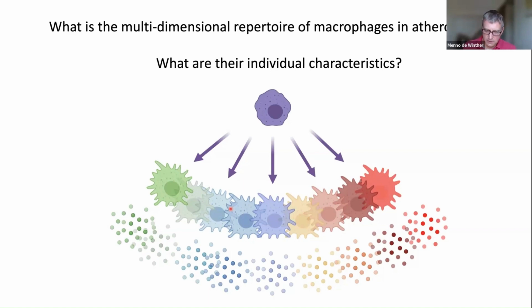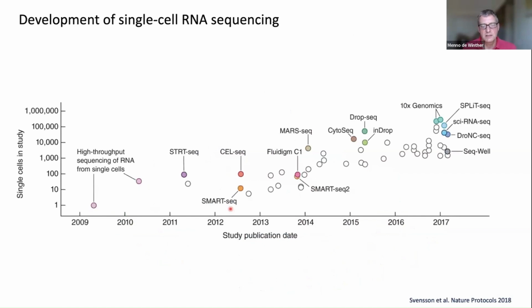And one of the technologies that we have been applying is the single cell RNA sequencing tool. And single cell RNA sequencing has been developing over the past, I would say, 10, 15 years. And on this slide, from a paper from 2018 already, so it's already quite old, you see the development of different technologies. And without going into all the details, you can see there has been a wide range of techniques that differ in the way they isolate the single cells, the way they label the RNA in the single cells, and the way they read out the RNA.